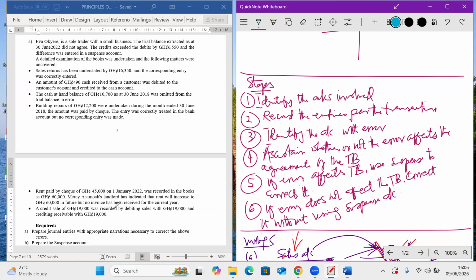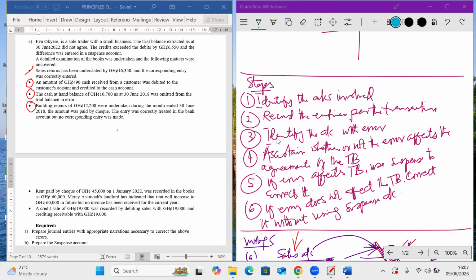So we've done the first bullet point. We've done the second. We've done the third. We're on the fourth bullet point. What next? Ascertain whether the error affects the agreement of the trial balance.